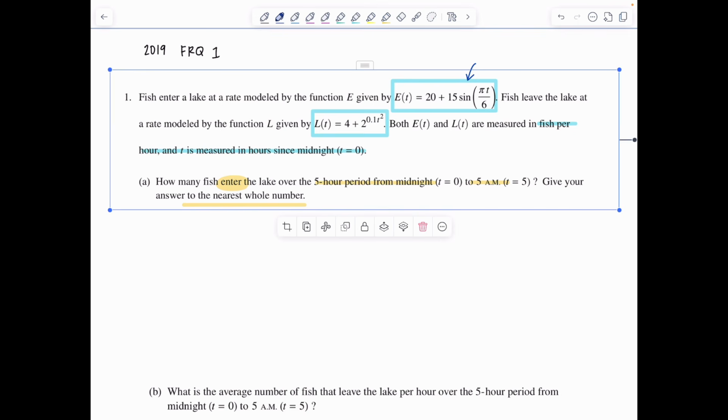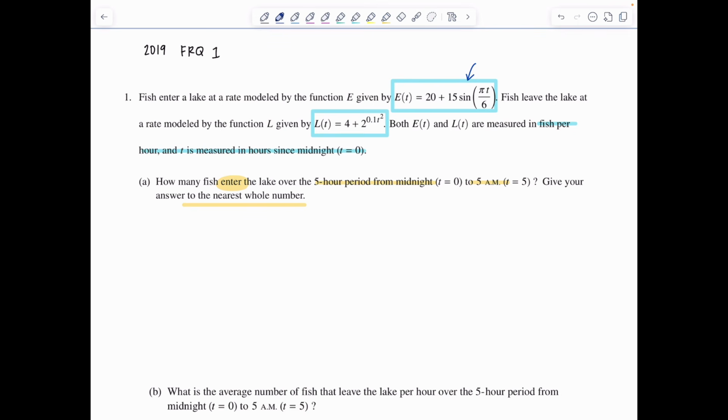What are the units on E of t? They told me right here, it's fish per hour. But if I just want number of fish, I would need to multiply by hours to cancel out. How do I make that happen? I make that happen by integrating with respect to t, by multiplying by dt. So the answer to this would be the definite integral from 0 to 5 of E of t dt.